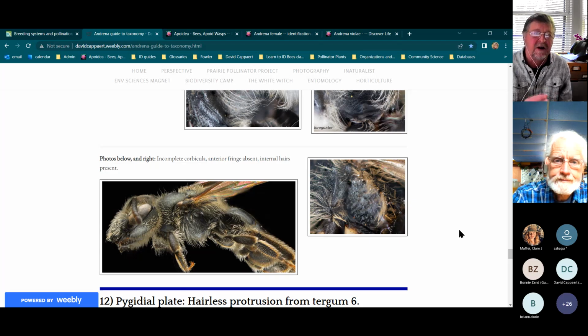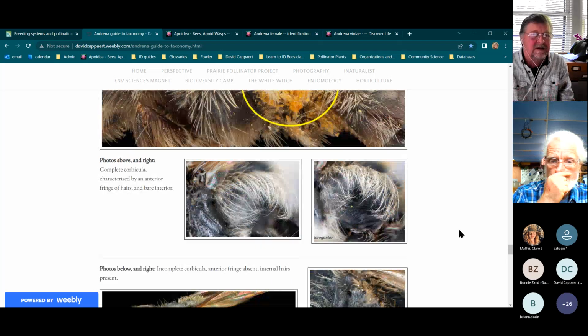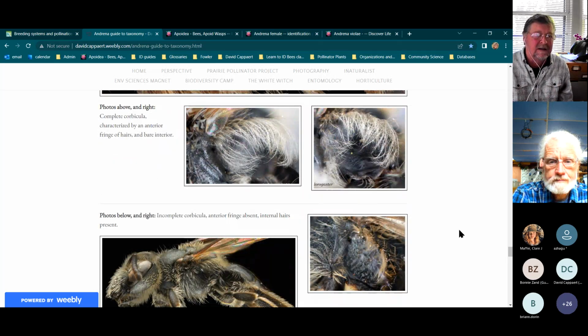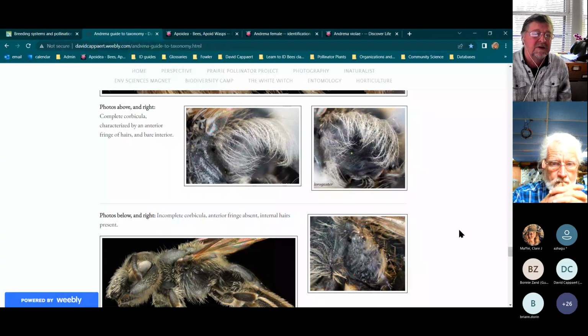So the internal nature of the propodial corbicula is important too. And the surroundings, that beautiful basket-like structure, that's a case of what we call the propodial corbicula being complete or entire, and that it's all there. It's a completely encircled group of plumose hairs. Gorgeous. And there are very few Andrena females or groups that have the propodial corbicula that entire, that complete, and with no internal hairs.